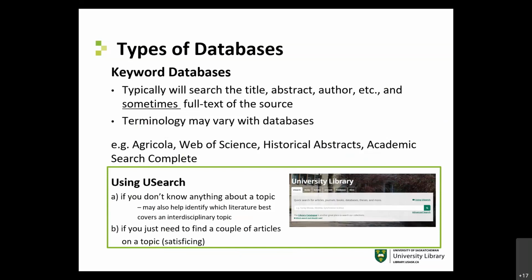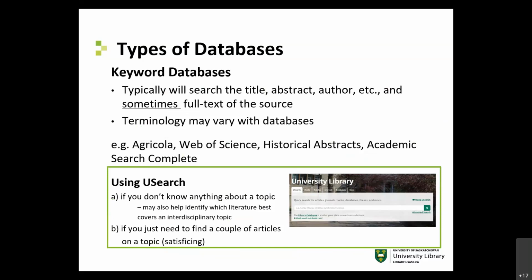Where USearch is really helpful, though, is if you don't know anything about a topic, or if you're dealing with a multidisciplinary or interdisciplinary topic. If you do a quick search in USearch and look at which journals the articles you're finding are showing up in, that might help you to say, oh, I never thought to look in the sociology literature for this topic, but I'm seeing there's lots of literature there. So then you'd want to go to Sociological Abstracts and do some searching there.